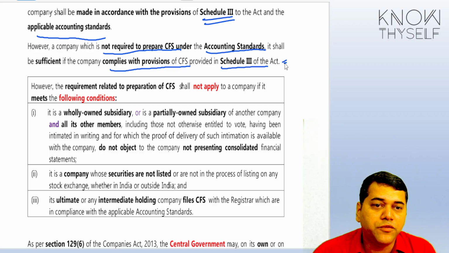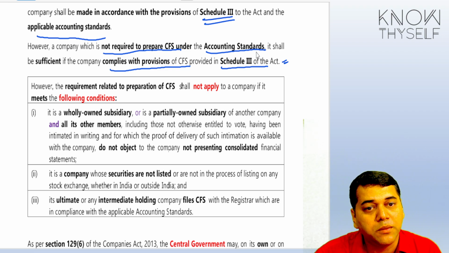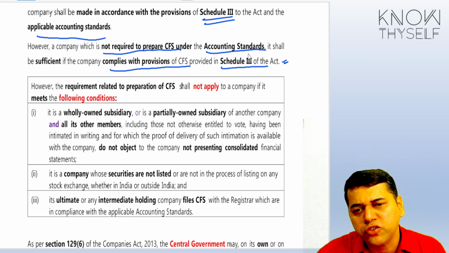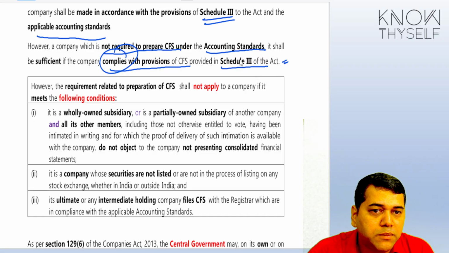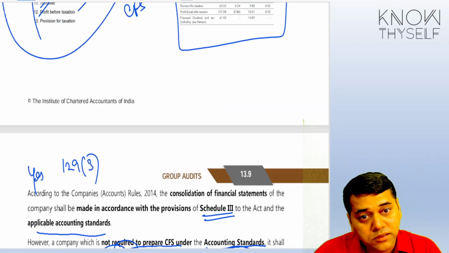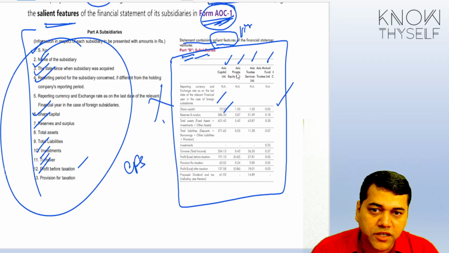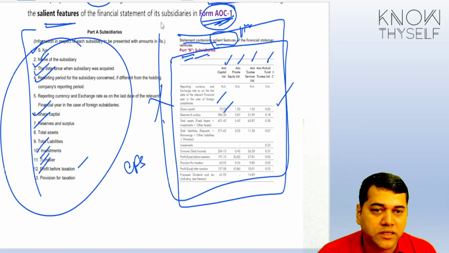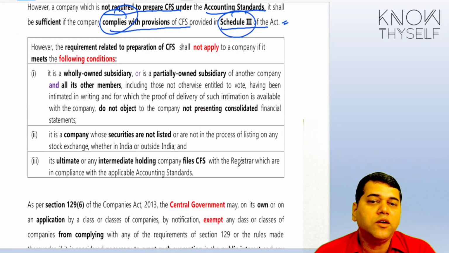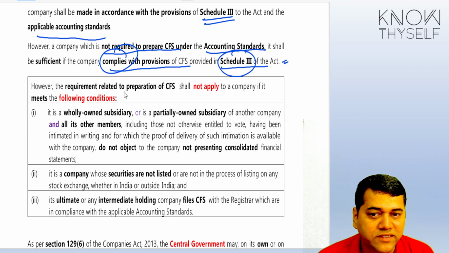What is that? It means if you are not required to prepare the CFS, why? Because you got certain exemptions. Are they subsidiaries as per the Companies Act? Yes. But why are you not preparing? Because you must have got some exemptions from preparing. You will see that exemption. Then you need to comply with the provisions of Schedule 3. What is that? You have to prepare this statement. This exemption is not there for you. That means if you have an exemption from CFS, only the consolidated balance sheet and P&L will not be prepared, but this statement you may have to provide. You have to comply.